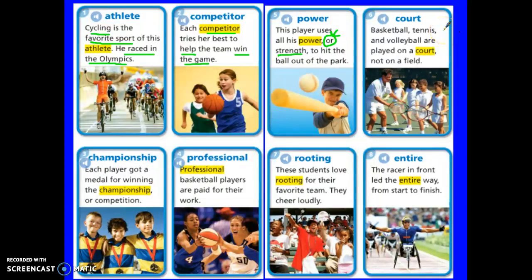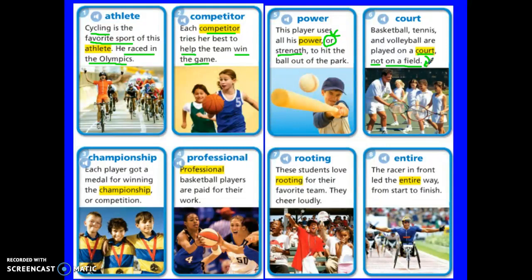Basketball, tennis, and volleyball are all played on a court, not on a field. So in this example, the word not is a big clue. That helps me understand that a field and a court are opposites. They've given me an antonym clue here. When it says basketball, tennis, and volleyball are played on a court, not on a field, that helps me understand that a court and a field are opposites. They aren't really the same.